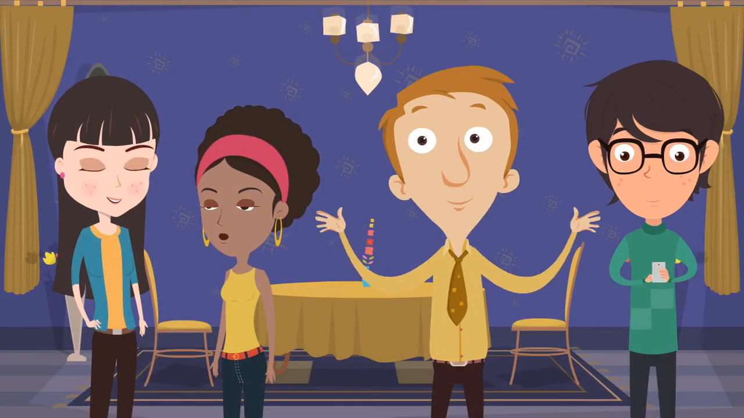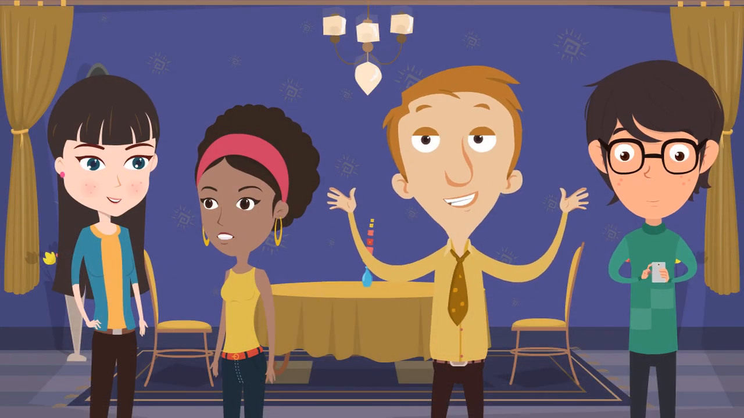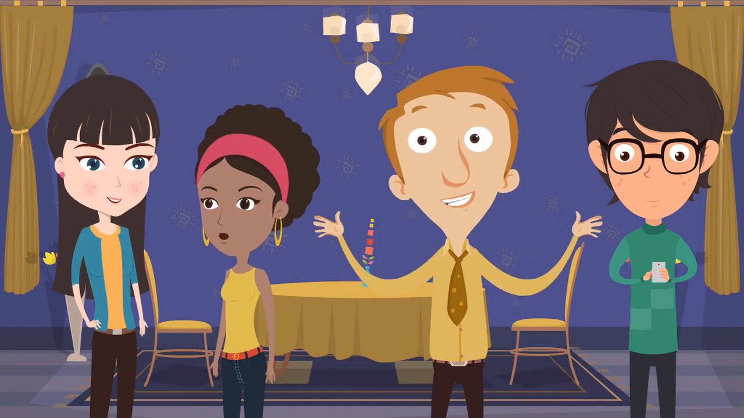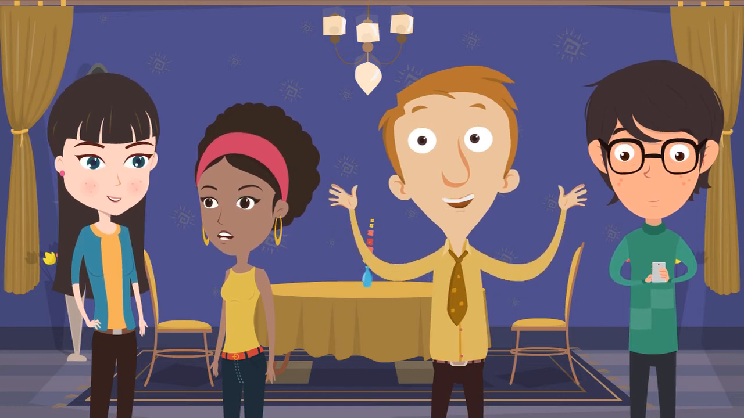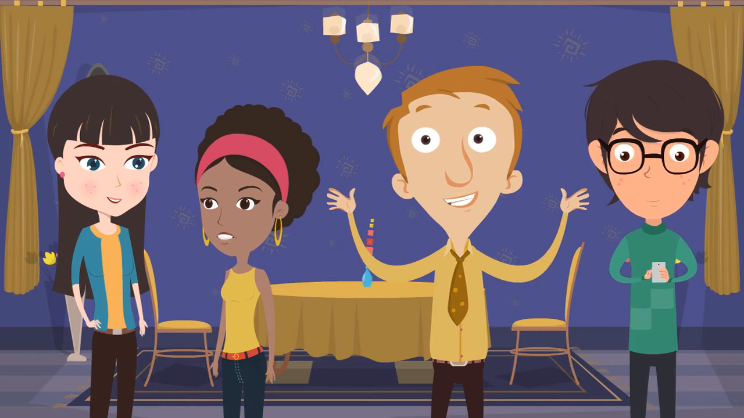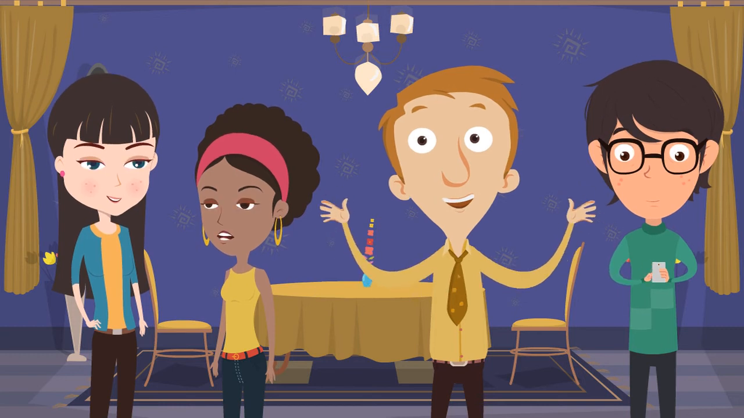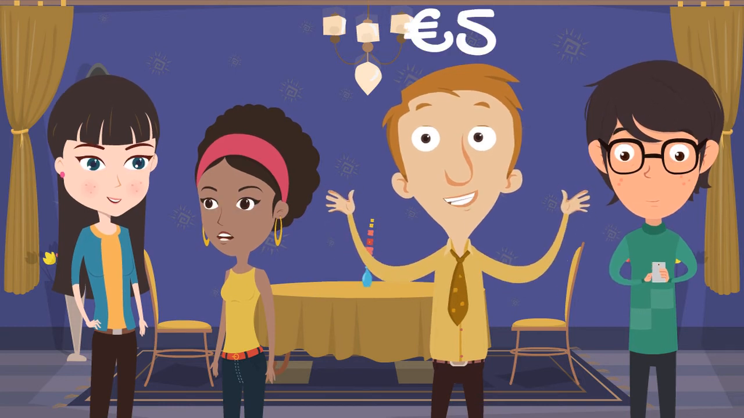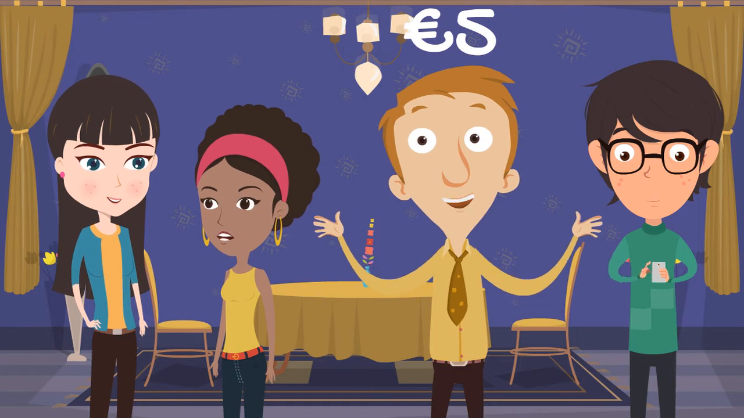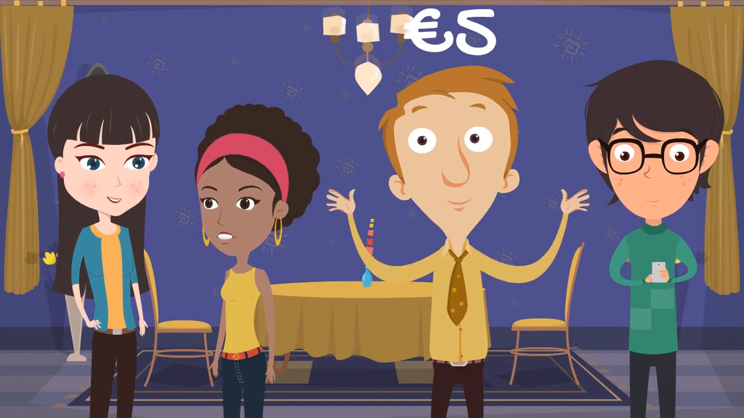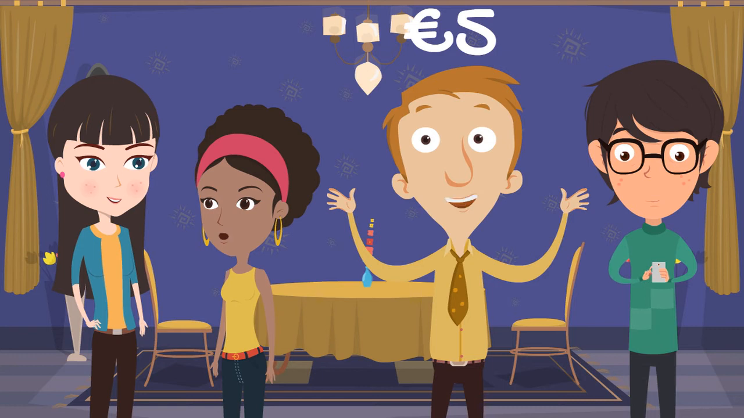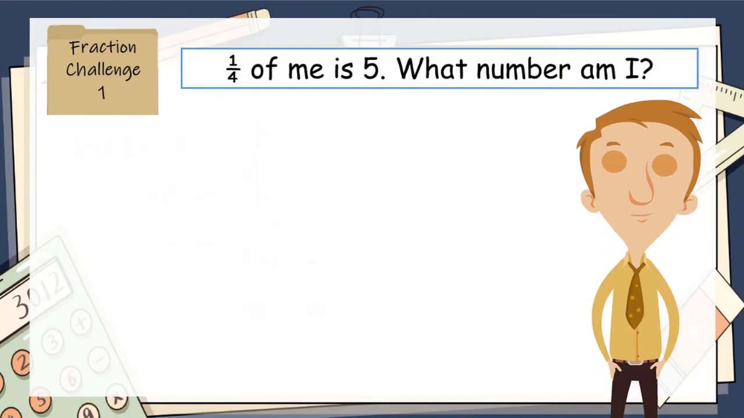Okay, picture the scene. I'm at a restaurant with my friends and we've just paid the bill. We divided it evenly between the four of us, and I was told that I had to pay €5. But I was wondering, how much was the total bill if 1/4 of it was 5? The way we write this type of question is like this: 1/4 of me is 5.